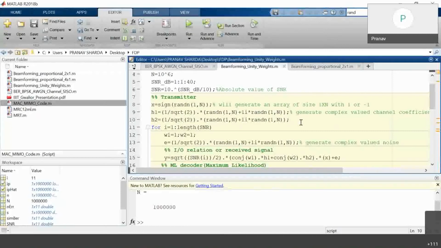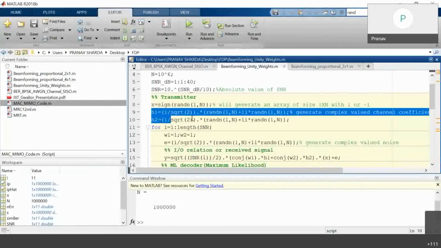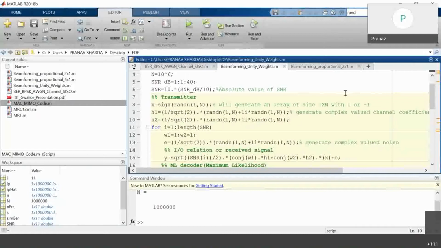Yes, please. In line number 9 and line number 10, we are generating the channel coefficients, H1 and H2. I think someone has a query, but the voice is not audible.